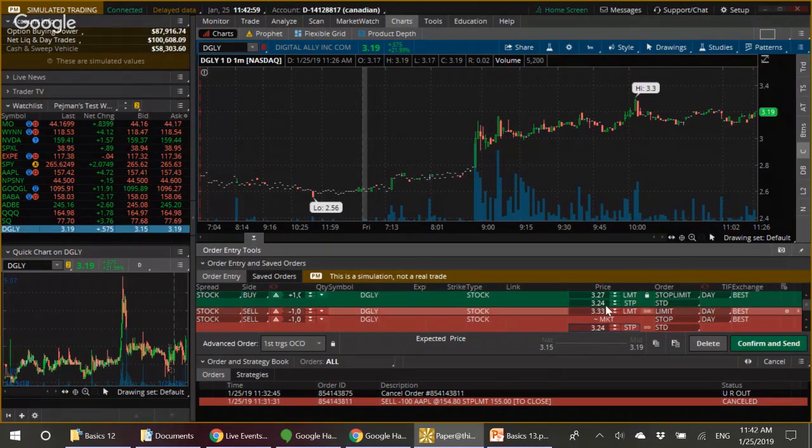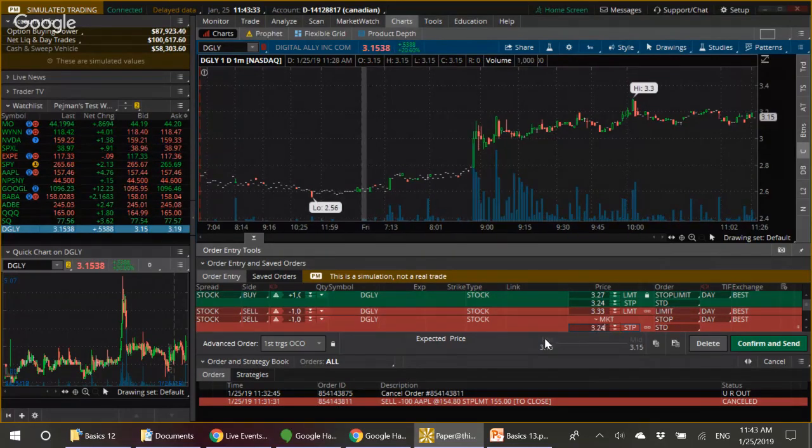$3.24. This way, I will create a 3 cent gap between my point of entry and my loss point, which is $0.03 loss times 100 shares. That's a $300 loss. But my winning gap is the distance between my entry point, $3.27, and $3.33, which is 5 cents. That'll give me $500. $500 against $300, which will give me a relatively good win to loss ratio.